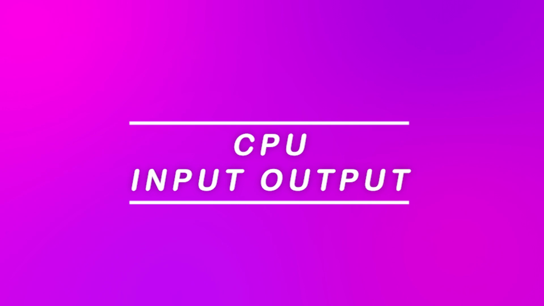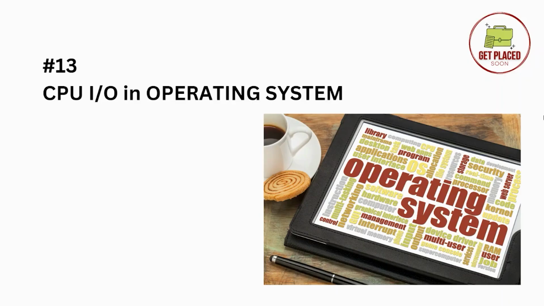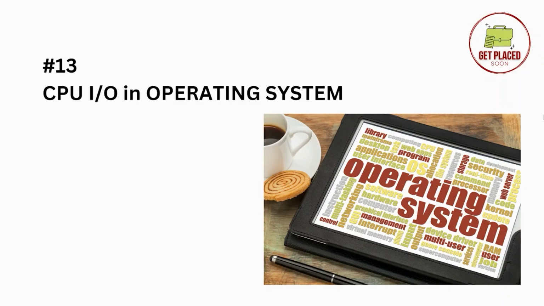In this video, we are going to discuss two important things: CPU and input output. In the previous videos, we have already discussed the process life cycle, schedulers, everything. Before learning the scheduling algorithms of process, you need to know about the concept of CPU and input output. So let's get started. By the way, this is the 13th video in the series on operating systems. If you haven't watched my previous videos yet, make sure you watch them.